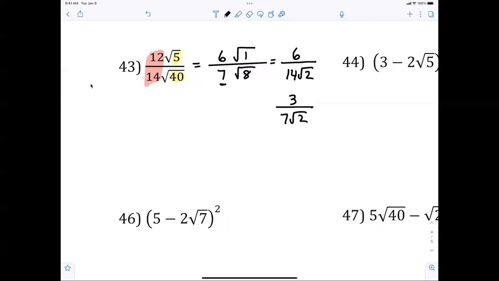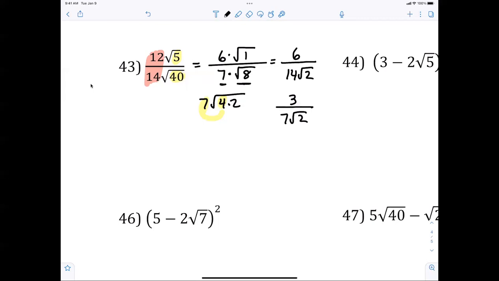Anybody have any questions with 43? I just don't understand how you get like 14 out of it. Because you break down 8. So 7, 4 times 2. What's the square root of 4? So what do you do with the 2 and the 7? There you go. That's it. Keep in mind what holds these things together. Multiplication. If you don't see a sign, most of the time it's multiplication.